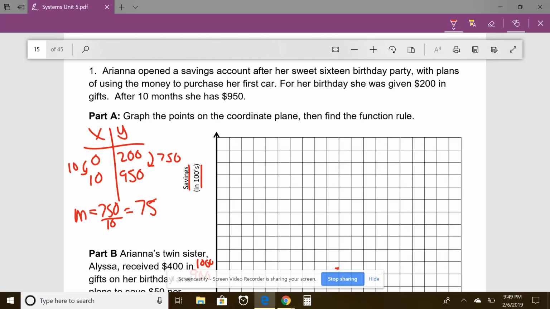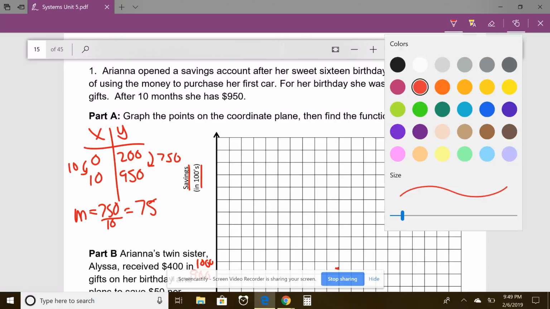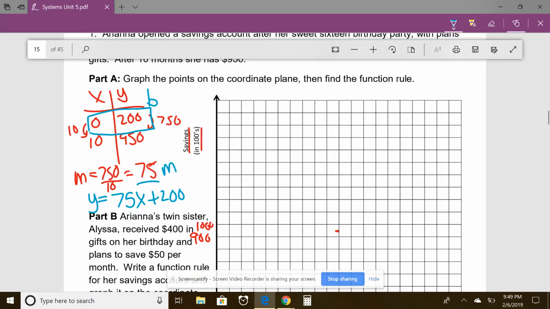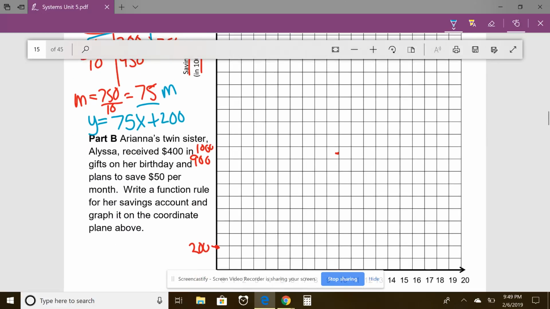And she started off with 200. Whenever x is 0, the y value is going to be my b. This is going to be my m. So my equation is y equals 75x plus 200. All right, so I'm going to graph that line, connecting those 2 points using your straight edge. Mine's not going to be that straight, but you'll get the picture.